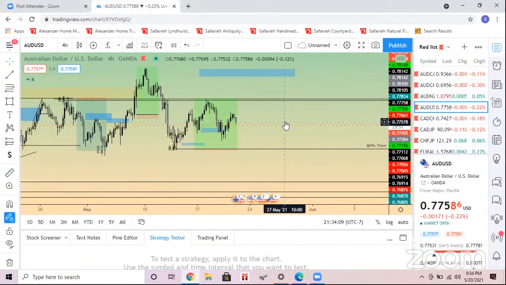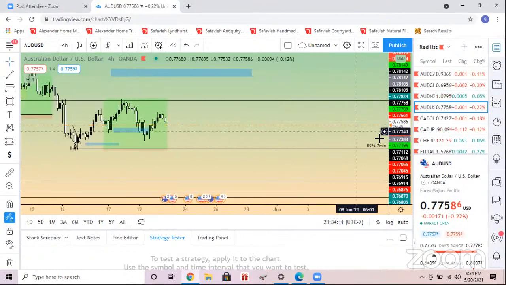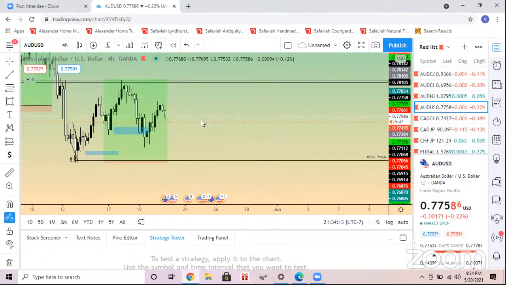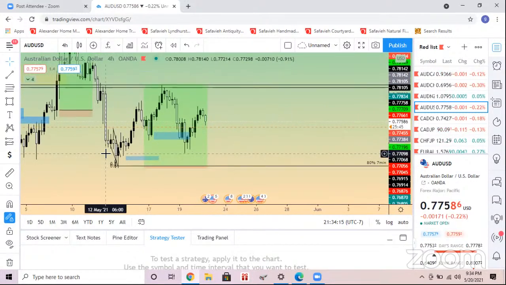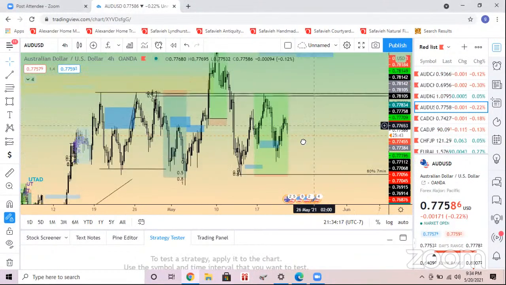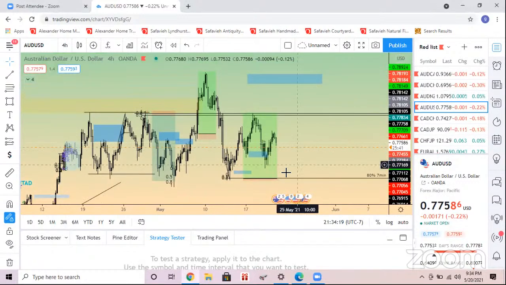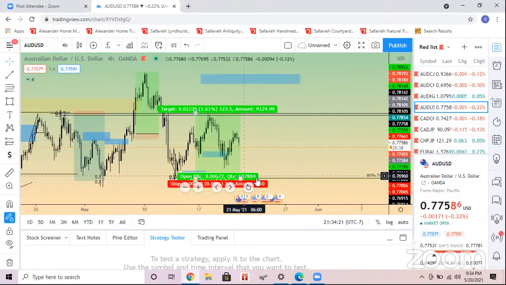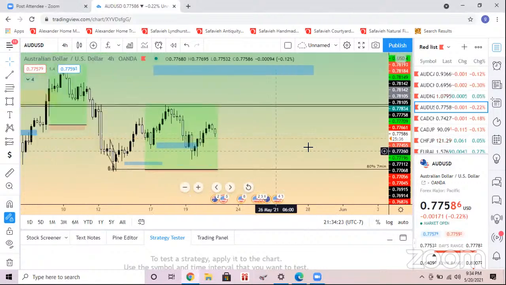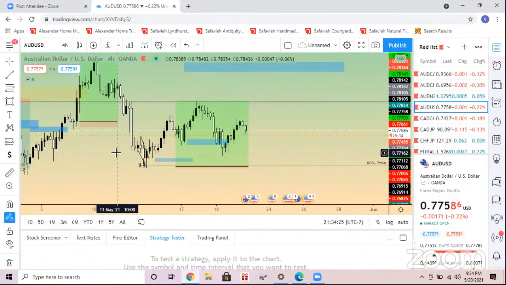Still looking for this buy right here off this accumulation. Yeah, not much to that. I don't know, can you guys see the accumulation right there?